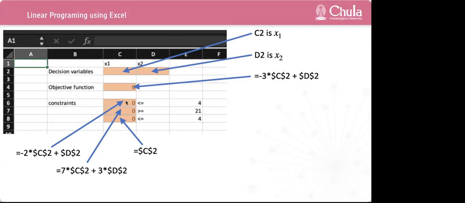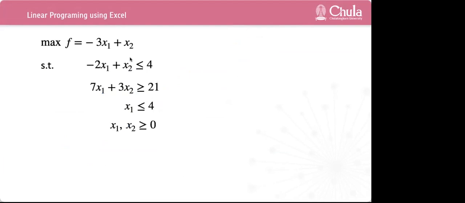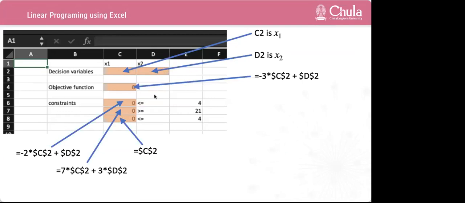And also we have constraints. The first constraint is -2x1 + x2 ≤ 4. So we put the formula here for the first constraint, less than or equal to 4. Okay, and this is the second constraint. We put the formula here, greater than or equal to 21, and the last one is the third constraint, less than or equal to 4.